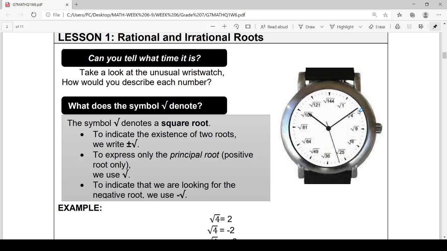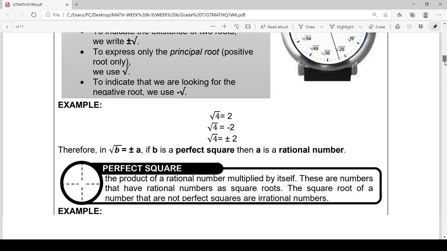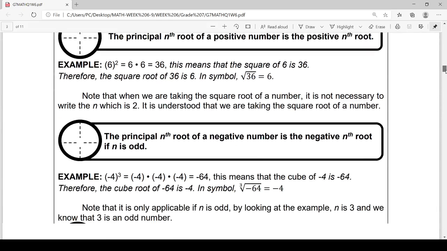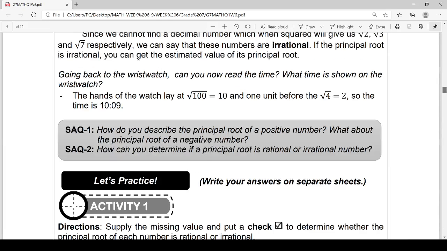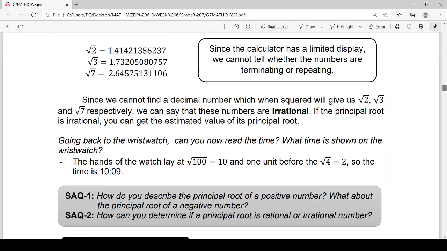Okay, 10 minutes. So this is somewhere 9. So our time is 10:09. 10:09. Okay. So what's the time? The hands of the watch lay at square root of 100, which equals 10, and 1 unit before the square root of 4, which is 2. So the time is 10:09.